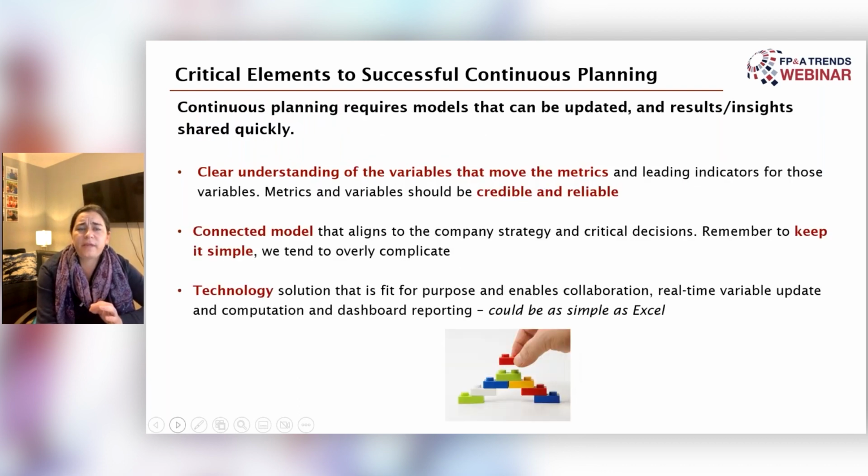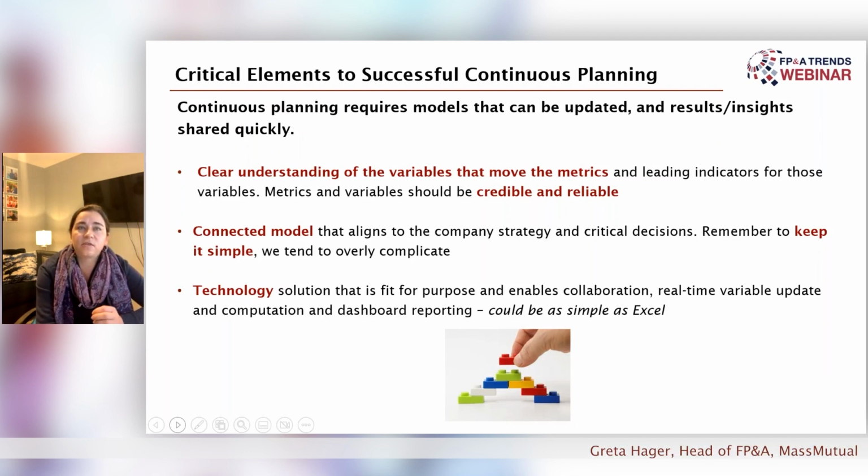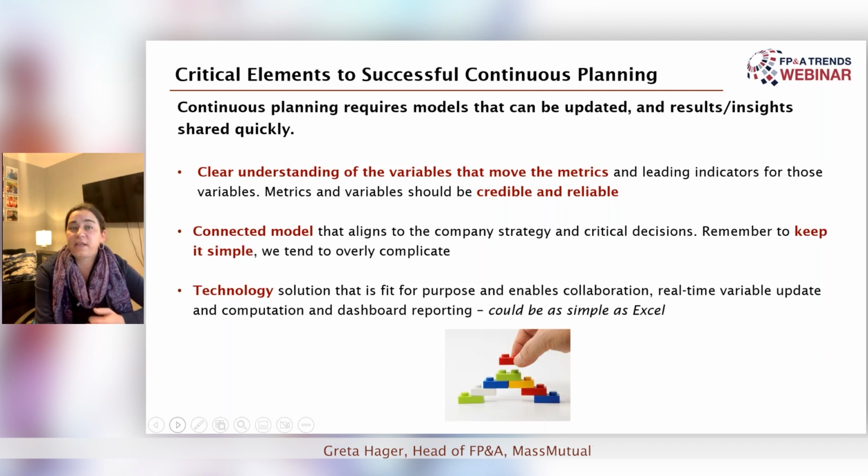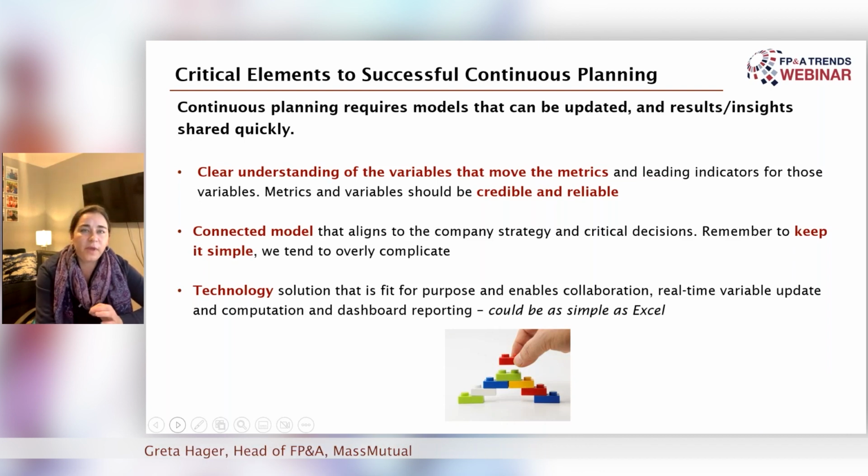Let's talk about the model itself. As a reminder, we're looking for speed, reasonable precision, and insights. And it's critical that you have a clear understanding of the variables that move your metrics, leading indicators for those metrics. And both your variables and your metrics have to be reliable and credible. The variables should be connected to your business model.